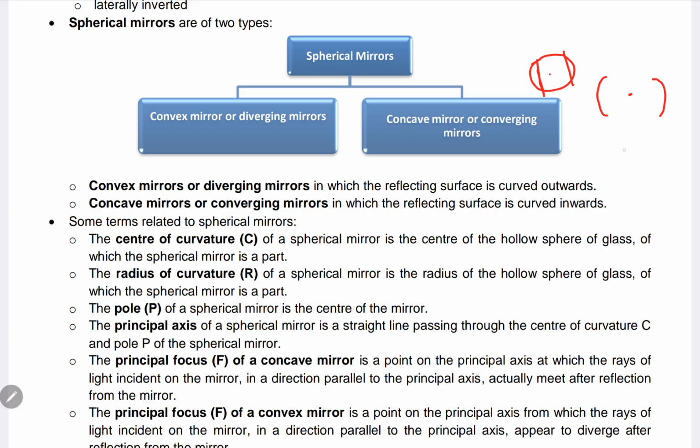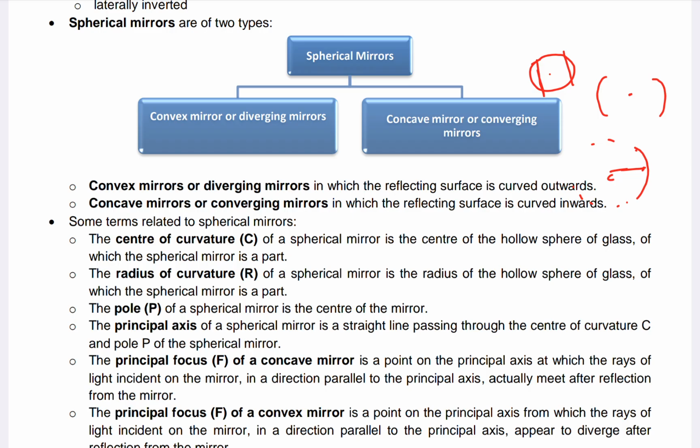So you are going to assume, for example, this is the mirror part. Here you can assume this is going to be the center of curvature. With this radius you can draw a particular sphere, and this becomes the center of curvature for the particular mirror if it is a concave mirror. In a similar way, we can show the point for the convex mirror also.